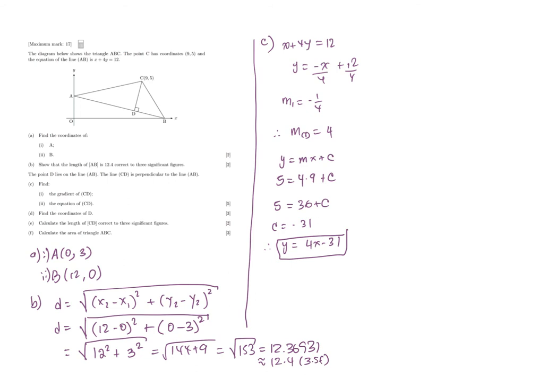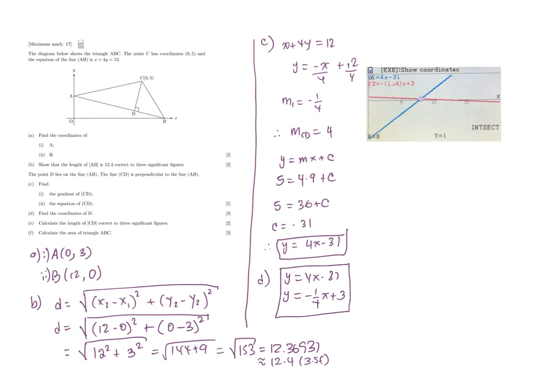Then it says find the coordinates of D. D is the point of intersection of the two lines. So we're going to use our calculators to graph the two lines. The first line being 4x minus 31 and the second line being -1/4 x plus 3. So graphing these two functions and finding the intersect, we find that the two lines are intersecting at the point (8, 1). So these should be the coordinates of the point D.